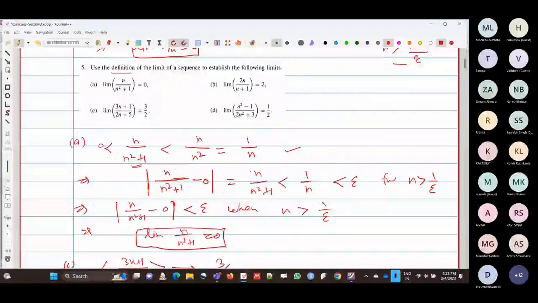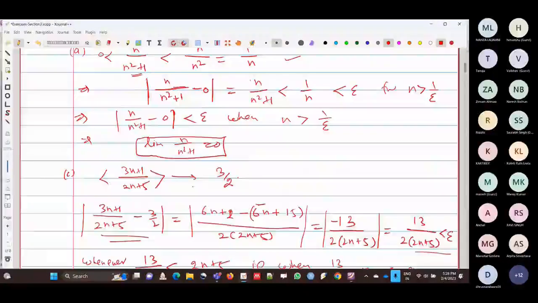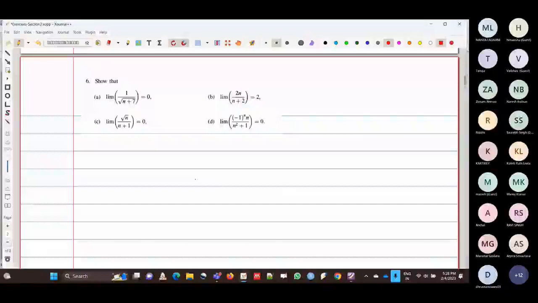You need to just subtract this limit and then use the triangle inequality or something. So here we have another question, question number 6. It is a similar question to what we have seen in question number 5. So let me attempt the first question. The rest will all be done in a similar way.